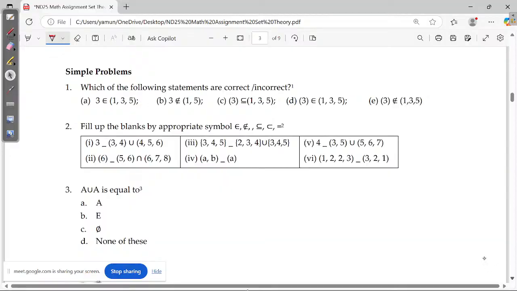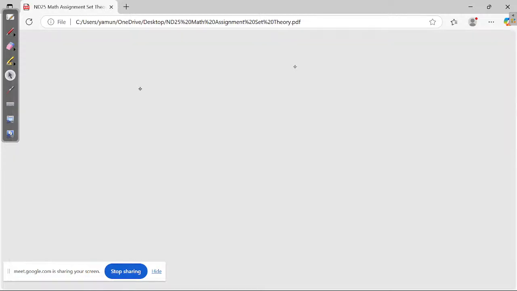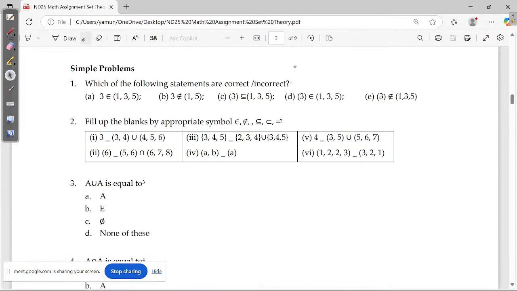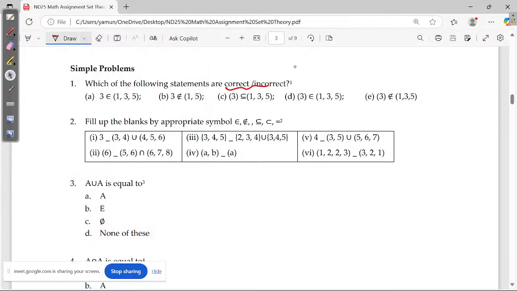Simple problems. First one, which one is correct or incorrect? You will not get this type of problem, which means you may not get this as the heading. You may not get this one because four options will be given. You have to write the correct one or the wrong one. So you will not have this type of heading because I am having many subdivisions, I have written this.